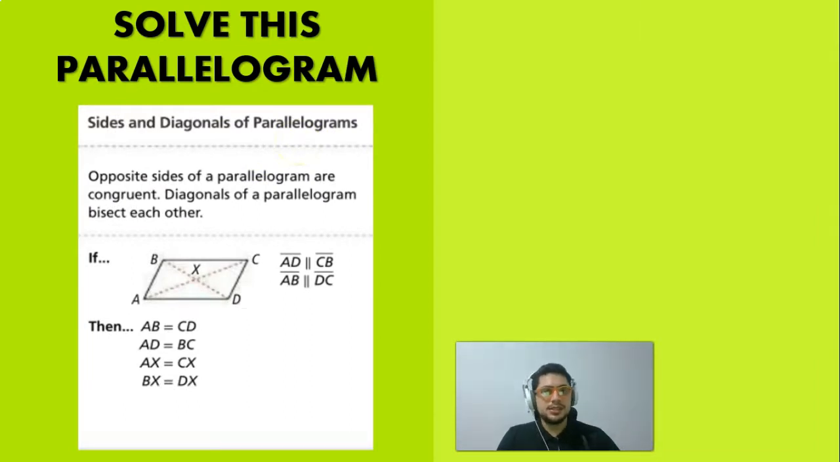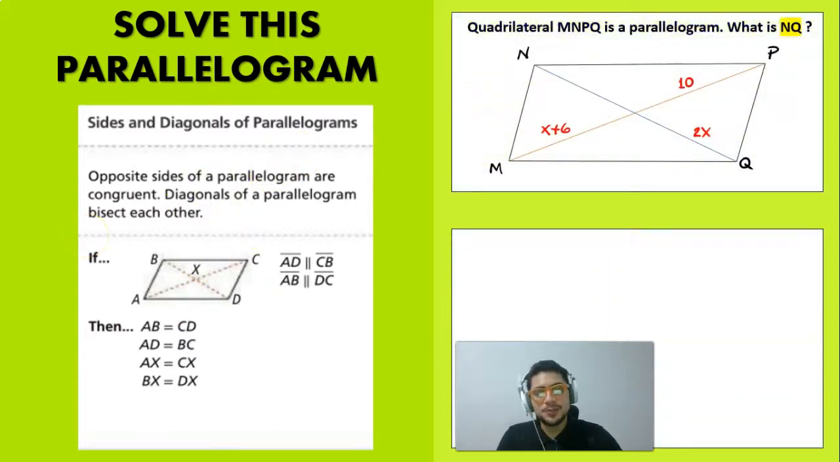Using the characteristics of the sides and the diagonals. So in a parallelogram, you have to remember that not necessarily the two diagonals are congruent, but we know that they are split in half. So AX and XC are going to be congruent, and BX and XD are also going to be congruent. You also have to know that AB and CD are going to be congruent, so opposite sides of the parallelogram are congruent, and BC and AD are also going to be congruent. Now let's take that into account to solve today's problem.